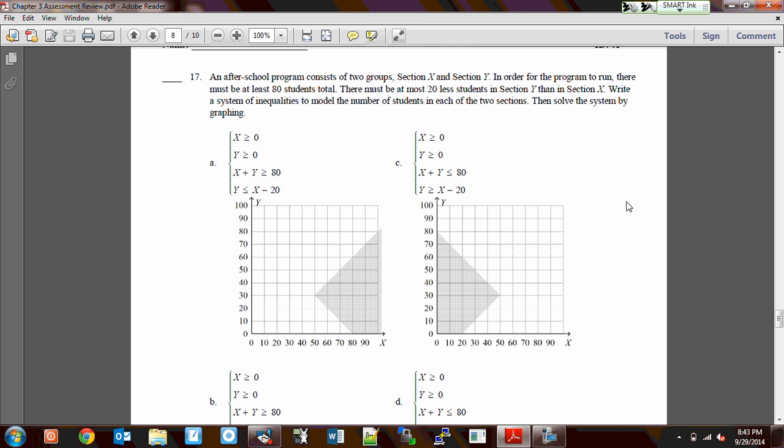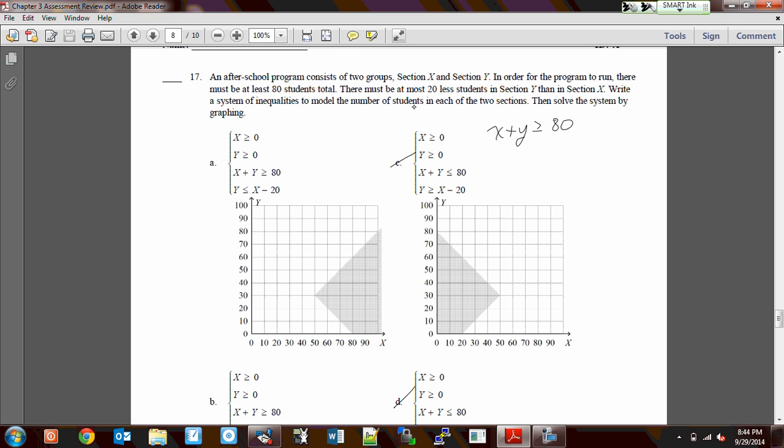An after-school program consists of 2 groups, X and Y. In order for the program to run, there must be at least 80 students. So X plus Y, at least 80, greater than or equal to 80. All right, so this is less than or equal to, we can take that out. Less than or equal to, we can take out letter D. So we've narrowed it down to A or B right at the beginning.